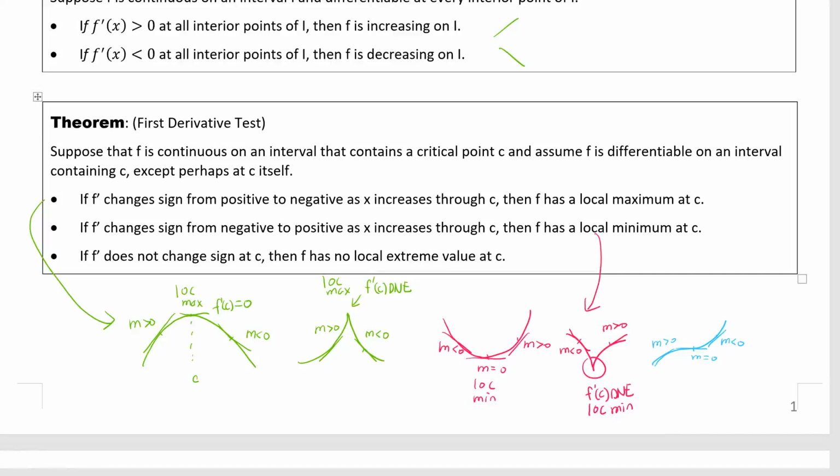So yeah, critical point means it's either 0 or does not exist. It could be something like that. So it does not exist here. So in this case, we don't have local extreme values at c. You can see it's neither local max nor local min. So that is the third case. So this is the first derivative test.